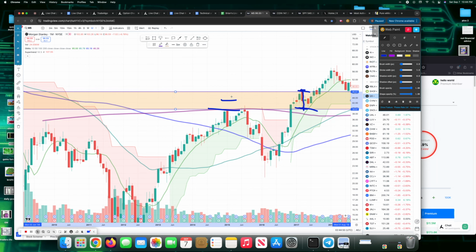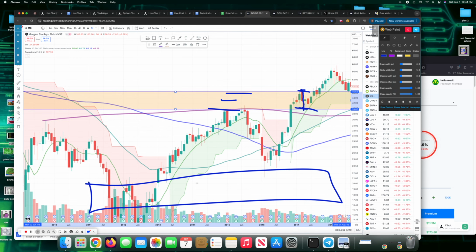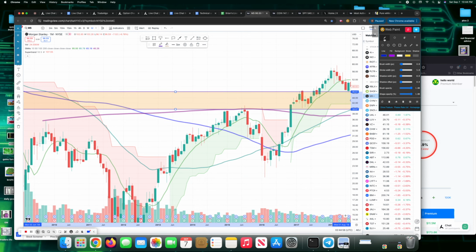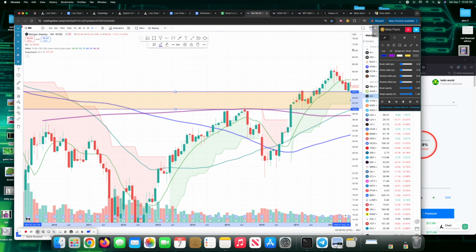So bottom, middle, and top for supply. For demand zones, top, middle, and bottom is where I typically jump in. Now, there's another thing I would like to discuss that is debated amongst traders.